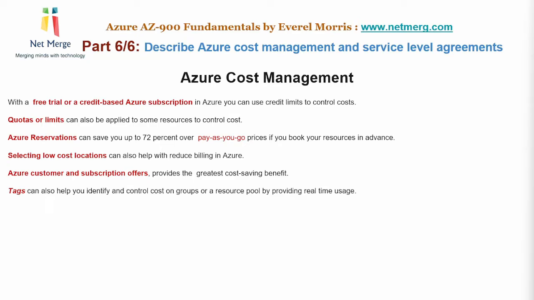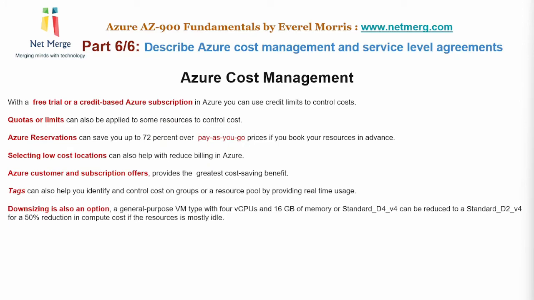All right, so that covers tags. Let's see what else is on the cost saving roster. Now, downsizing is also an option. So, with a general purpose virtual machine type, for example, using the given amount of resources we're looking at here, if you are able to cut those resources in half, you would see a 50% reduction in cost for compute time as well.